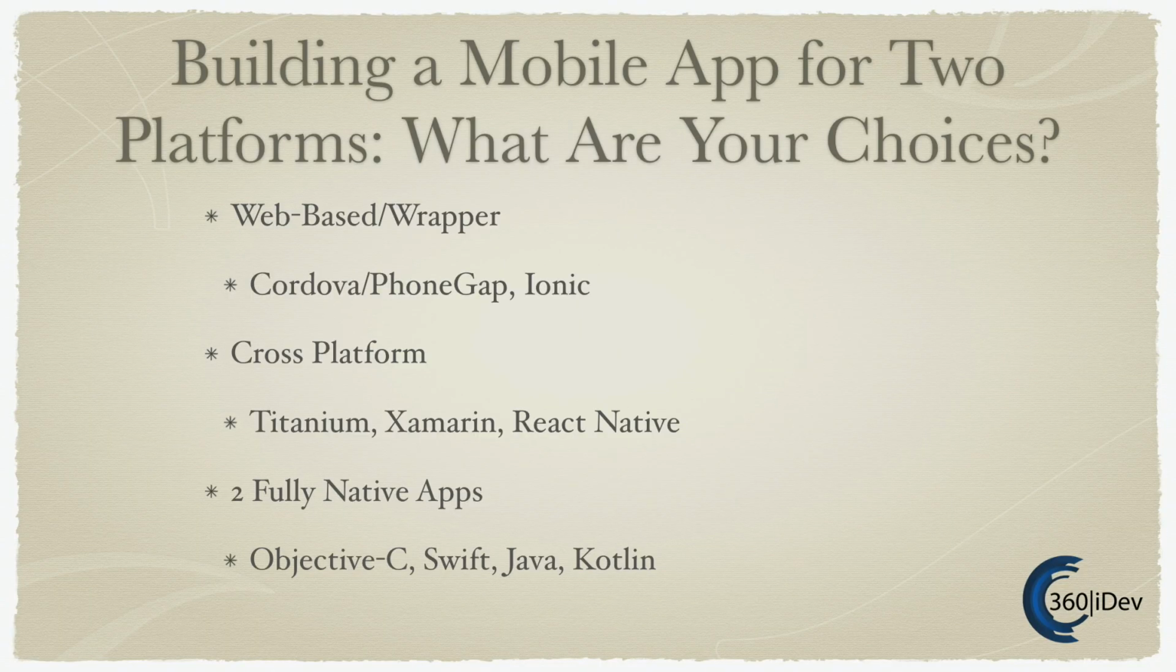So you want to build a mobile app that will run on both Android and iOS. We have a lot of options out there. I've broken them down into 3 different categories. The first one is web-based or wrapper. That would be PhoneGap, Ionic, Cordova. And these are web-based apps that are wrapped in a native container.